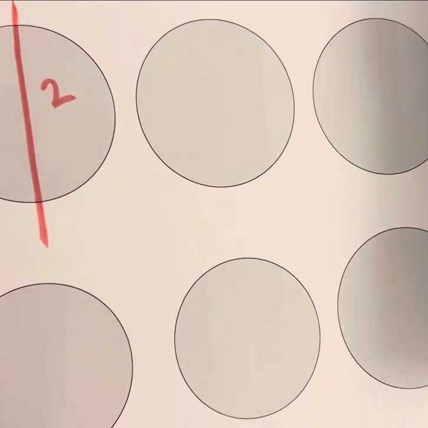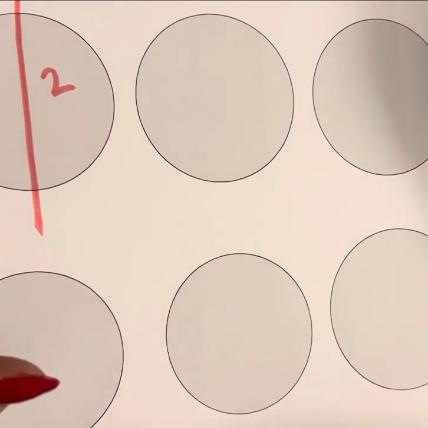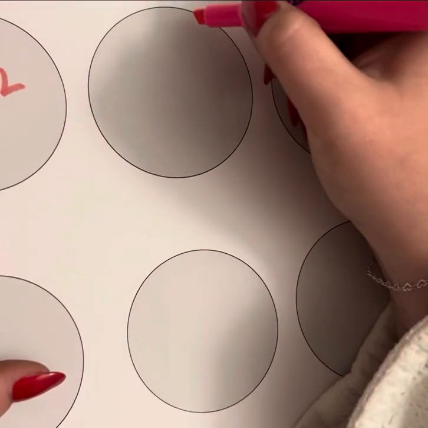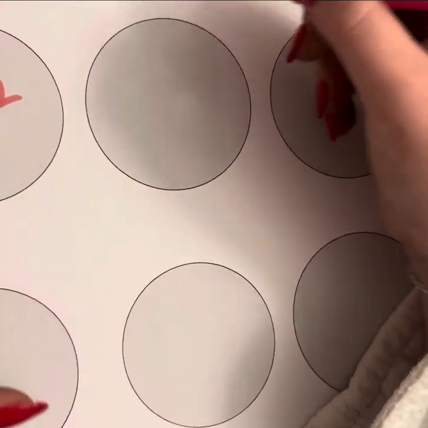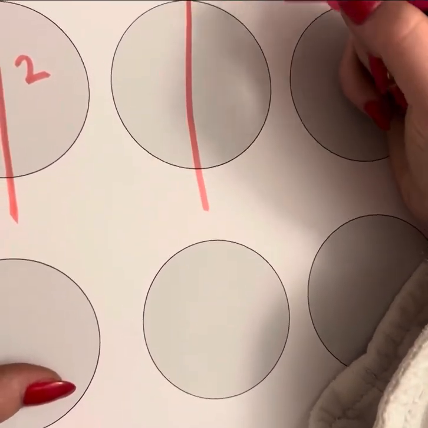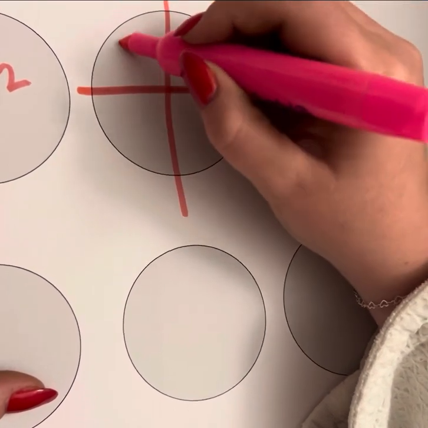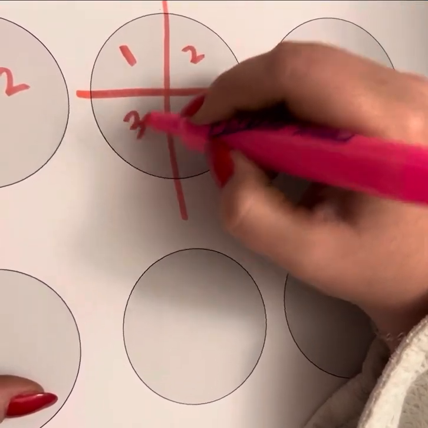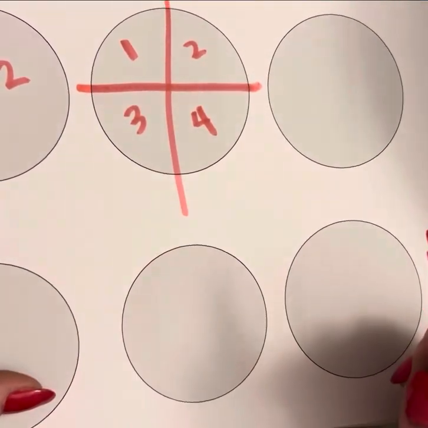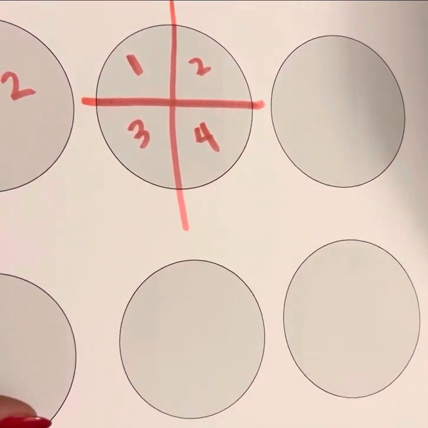We can also split up circles and rectangles into more equal pieces. I will next split this circle into 4 equal pieces. To do that, I will split it in half, where I have 1, 2, and then I'll split it in half again. So I'm left with 1, 2, 3, 4 equal parts. Each of these parts are equal.